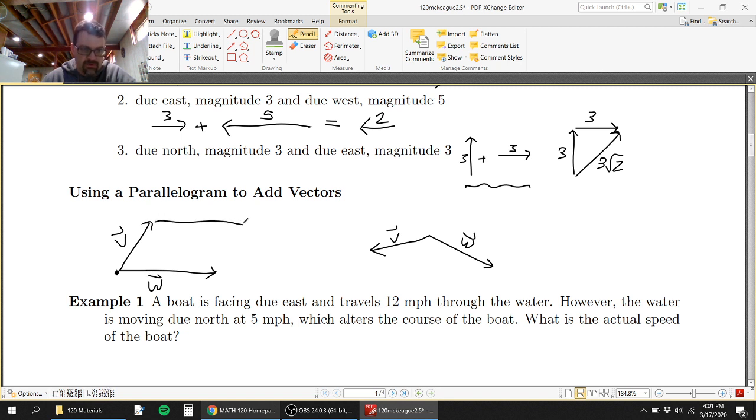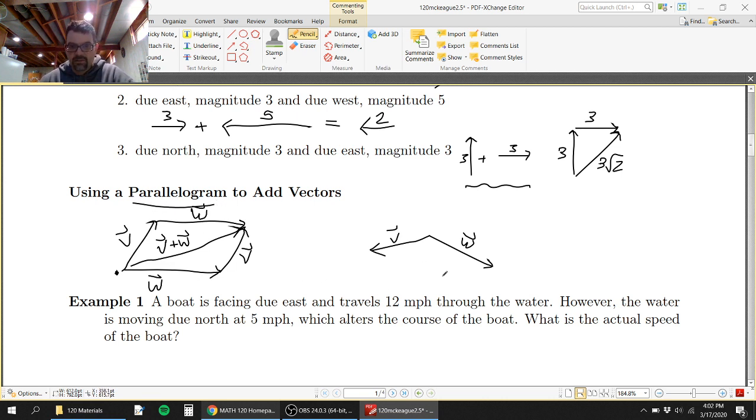So here's w tacked onto the end of v. Or you could put v onto the end of w like this. And the result, the sum, is the diagonal that goes from the beginning all the way to the end. So this is what v plus w would look like. That's what we mean by using a parallelogram. When you complete those sides, you get a nice parallelogram.